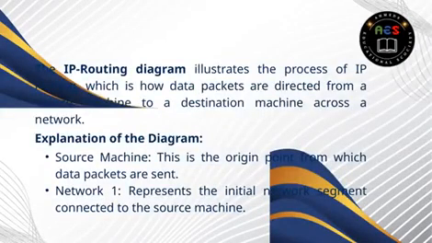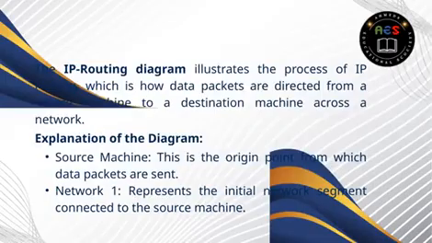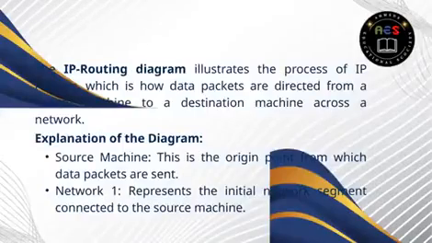It illustrates the process of IP routing, which is essentially how data packets travel from one machine to another across a network. Starting with the source machine, this is where all the data begins its journey. Think of it as the origin point for our information. From here, the data moves into Network 1, which represents the first segment of the network connected to the source.